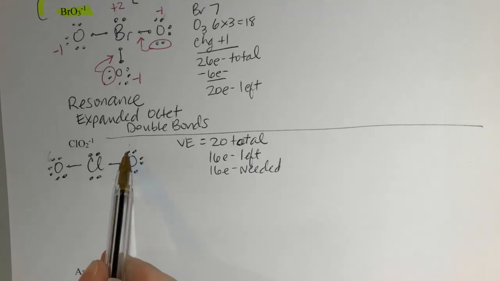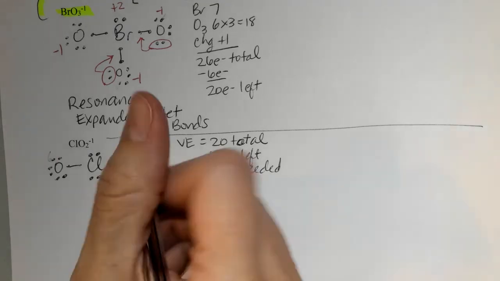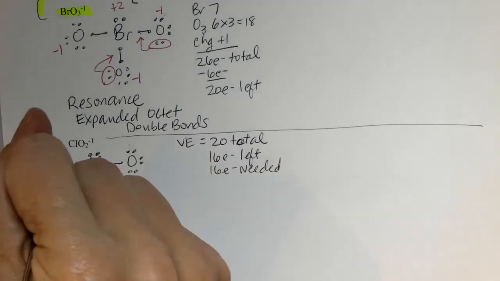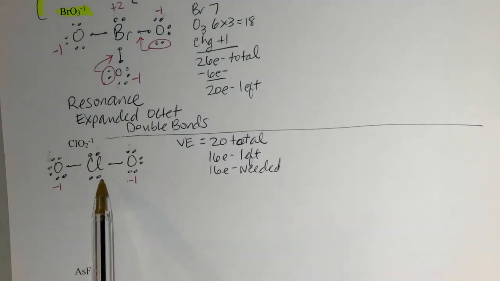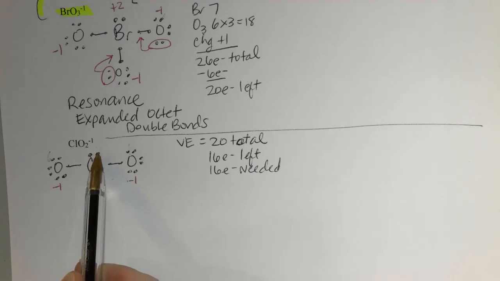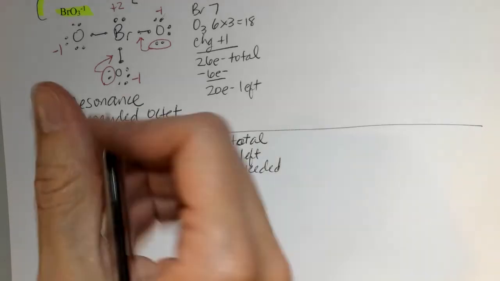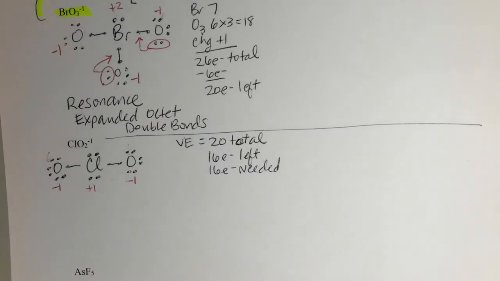We've assigned it 1, 2, 3, 4, 5, 6, 7. 6 minus 7, -1. Same for the oxygen on the left. Chlorine comes in with 7. We've assigned it 1, 2, 3, 4, 5, and 6. 7 minus 6, +1. So like we saw with the bromate, we can make that better.